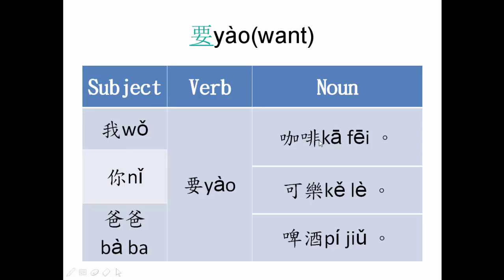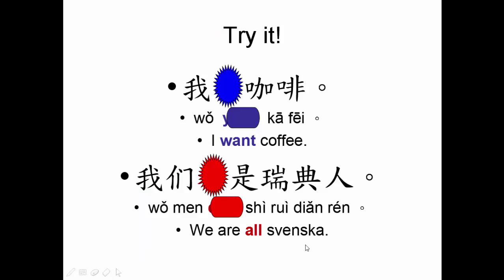我要咖啡. I want coffee. 你要可乐. You want cola. 爸爸要啤酒. Father wants beer. Now let's see. Try it. I want coffee. So how to say this? 很好. 我要咖啡.